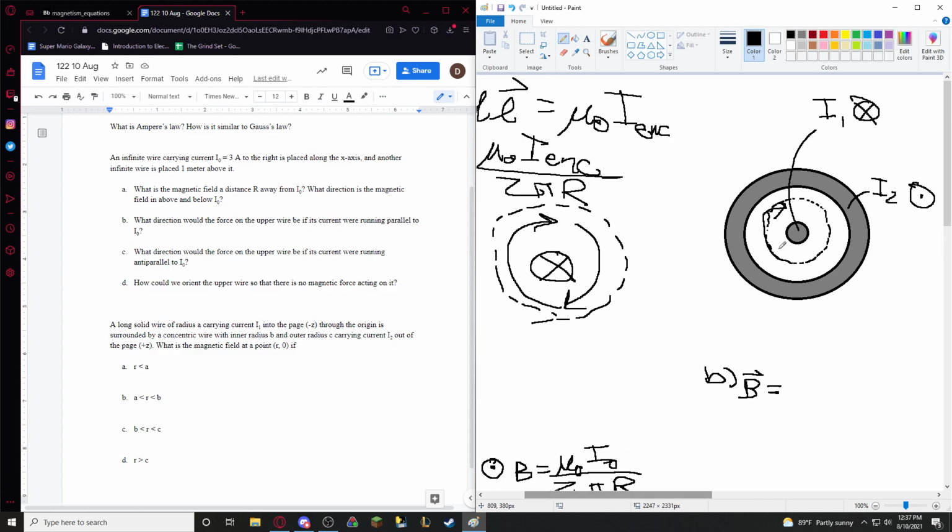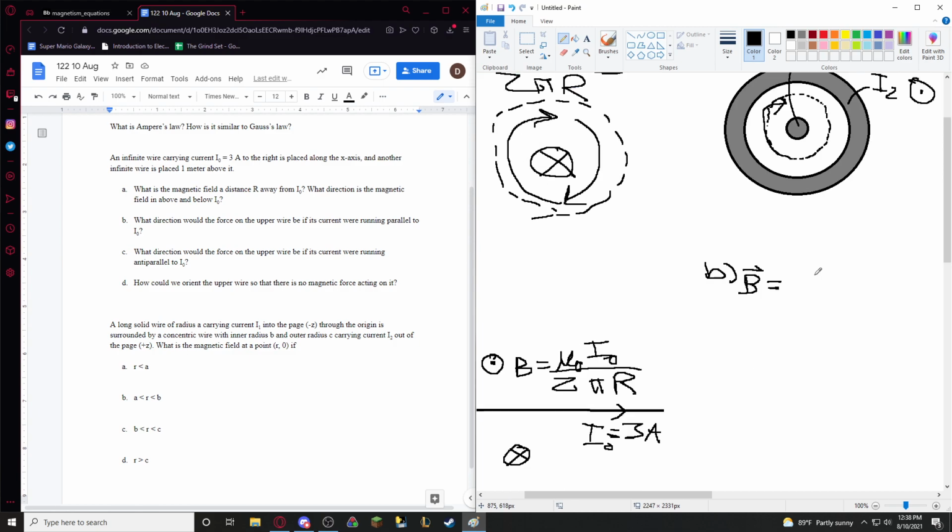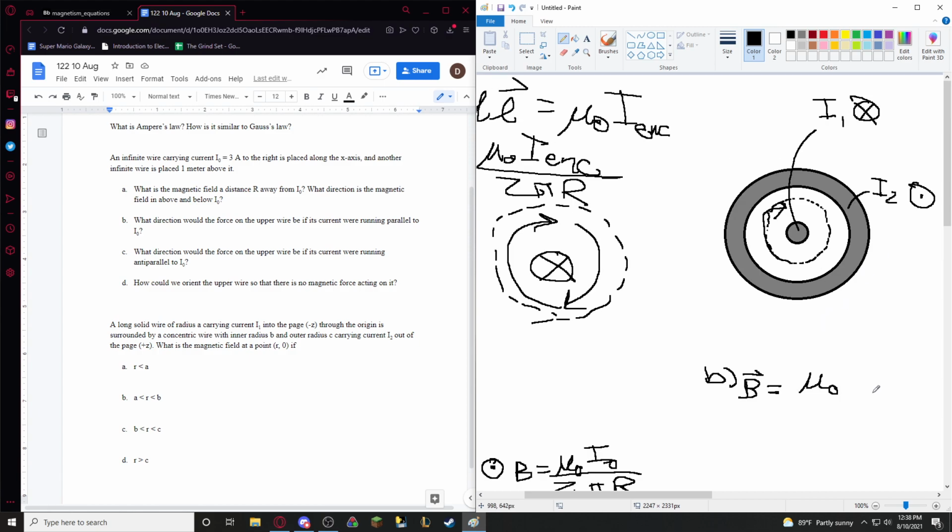So what is our magnetic field here for this example between A and B? It should be mu naught times I enclosed over 2 pi r. And I enclosed is what? It's the I1? Yep, exactly. So mu naught I1 over 2 pi r.